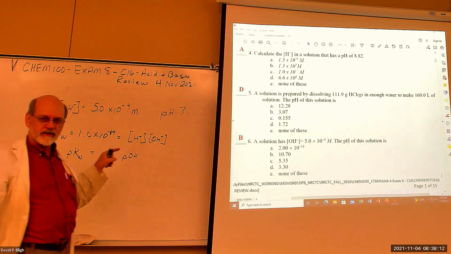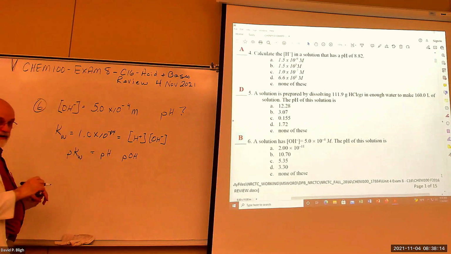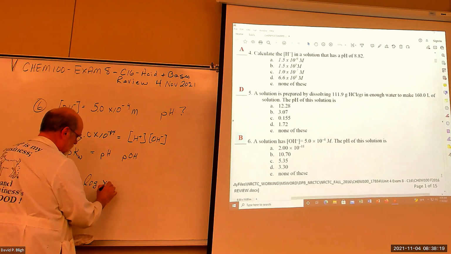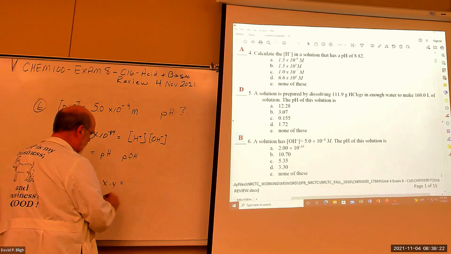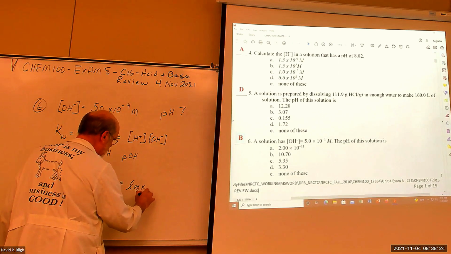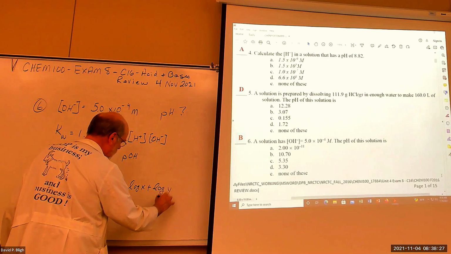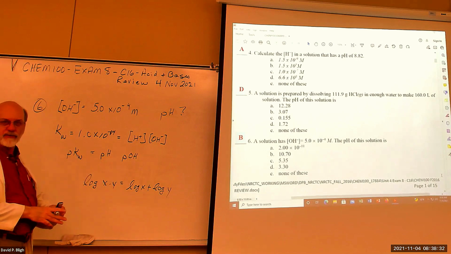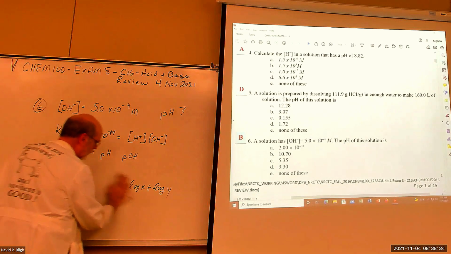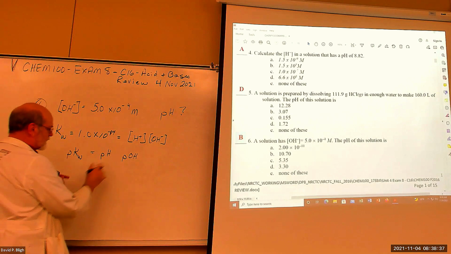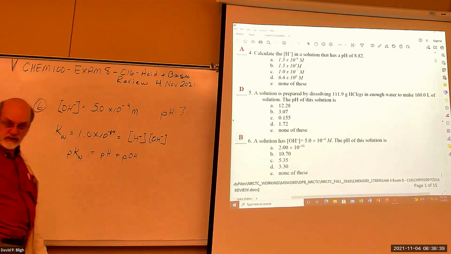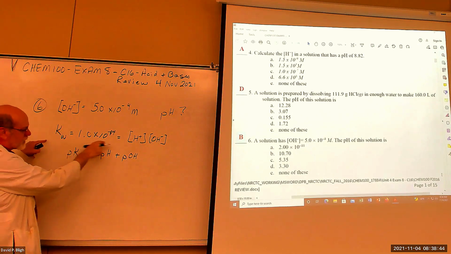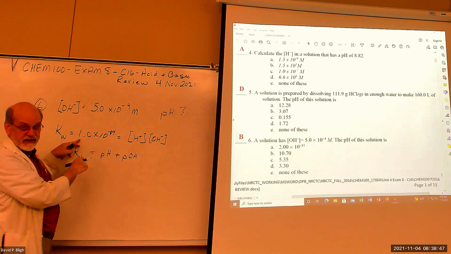But what do you do when you take the log? This is an identity of logarithms. The log of x times y is the same as the log of x plus the log of y. Okay? Go back to your math book and you'll see that. So when we do that, that means this is pH plus pOH. So what's the pKw? What's the negative log of this value? Well, that's 1. That makes it easy.